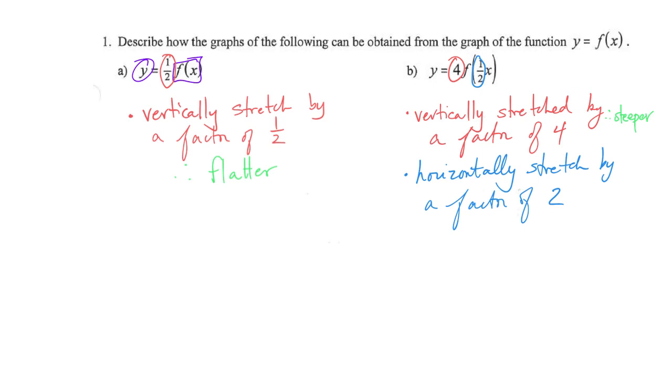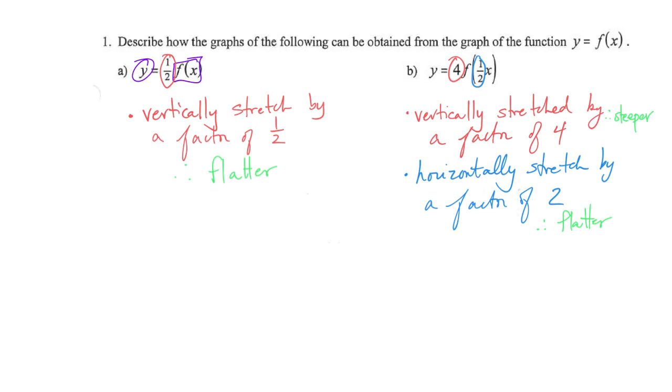Now we take a look at the blue. My blue is a horizontal stretch, so now I'm talking about pulling it away from the y-axis. I'm pulling it away from the y-axis by a factor of 2, so I am doubling all my x values. Well, if I double all my x values and I pull it away from my y-axis, then I'm going to get a flatter graph. We make those little green statements at the end of all of our stretches just to make sure that we can interpret the shape of the graph correctly.